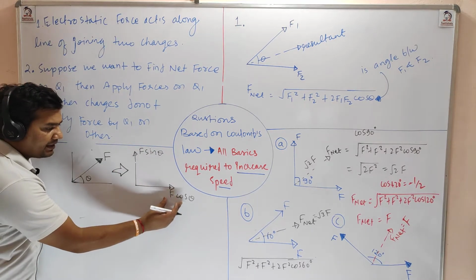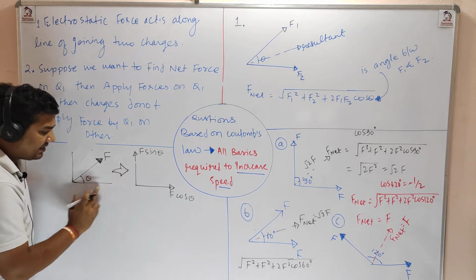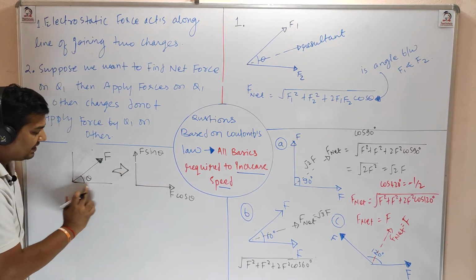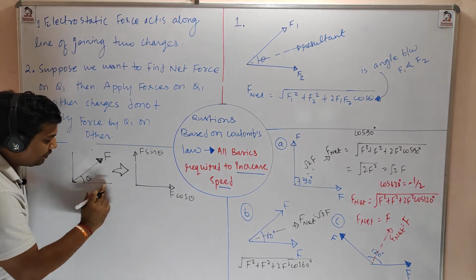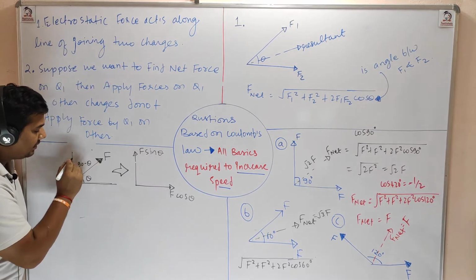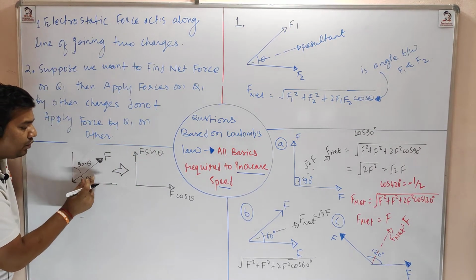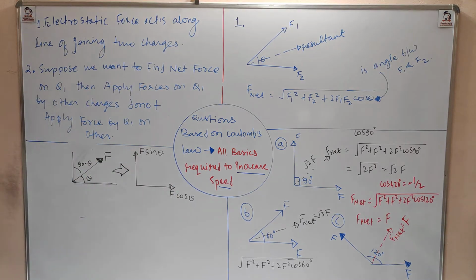This component will become cos theta. Why? Because this is with the angle. So with the angle you always write cos, and where you have 90 minus theta you write sin theta. Close to theta you write F cos theta. Okay, these are the basics.